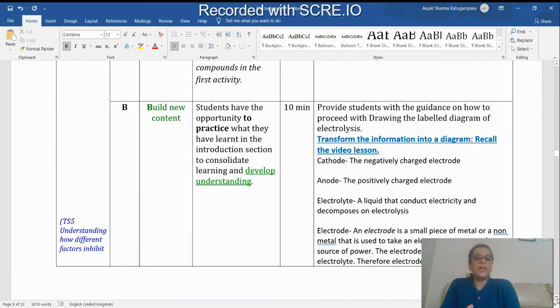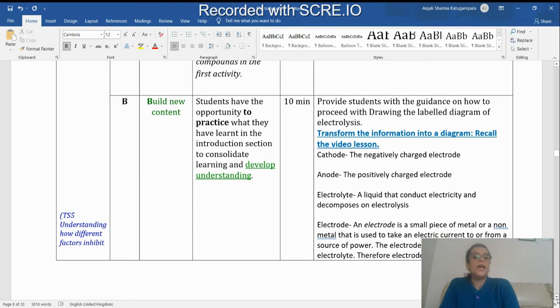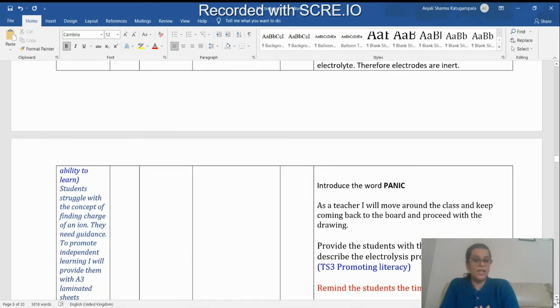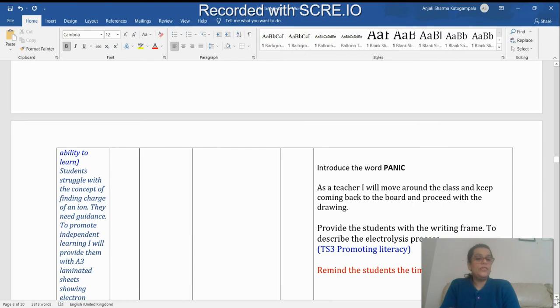Now, the practice time. I want to give students the opportunity to practice what they have learned. So for electrolysis, I gave them the definitions and I asked the students to draw the electrolysis process for me, to draw the cell for me, and label the diagram. I gave them the definitions. I introduced them to the word panic. I also provided my students with a writing frame to help them describe the electrolysis process.